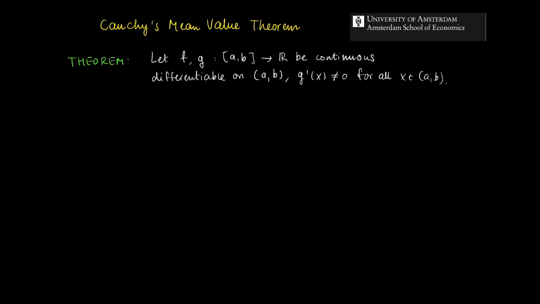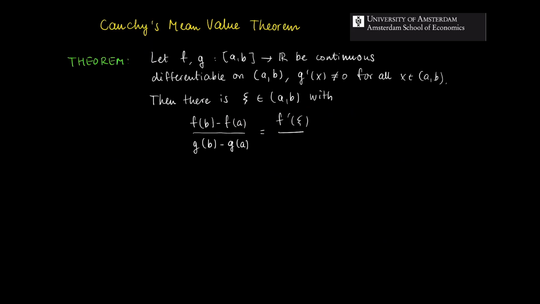The derivative of f may vanish, but not that of g. Okay, so what does Cauchy now say? Well, there is a psi in (a, b) such that the ratio of differences (f(b) minus f(a)) divided by (g(b) minus g(a)) can be expressed as the derivative of f at psi divided by the derivative of g at psi. So this is Cauchy's kind of double mean value theorem, since it involves two functions instead of one.